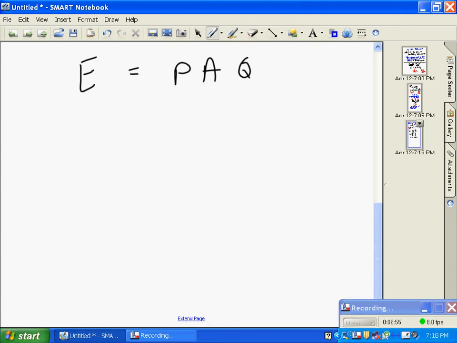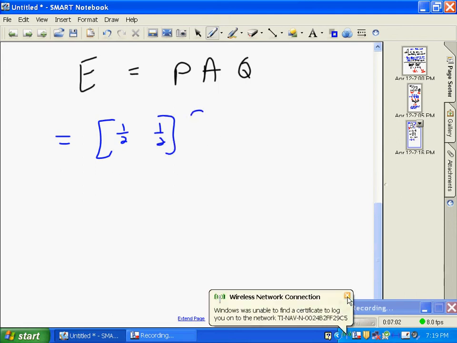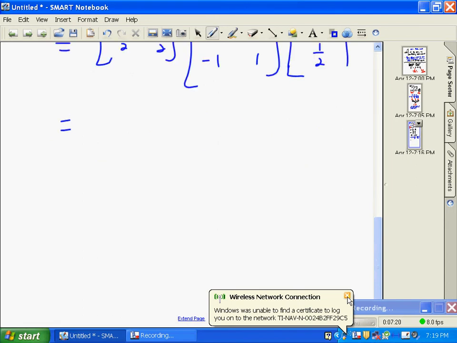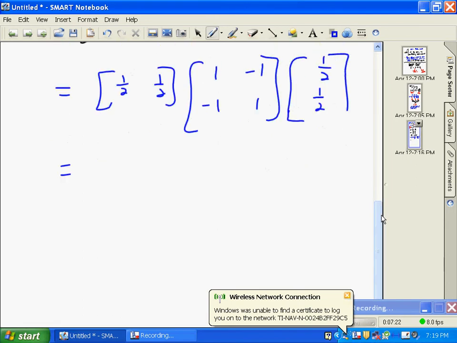Since my calculator is not working, I'm just going to show you the matrices I would be multiplying together. 1/2, 1/2. Matrix A is 1, -1, -1, 1. And matrix Q is 1/2, 1/2. Now if you want to, you can stop the video right now, give everybody a chance to put this in your calculator, and find out what that expected payoff is. Give everybody a chance to multiply it out in their calculator.